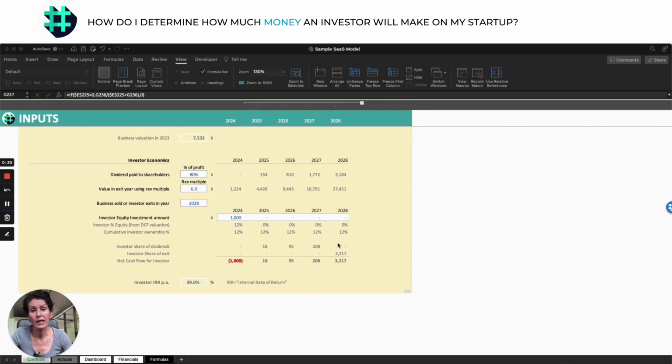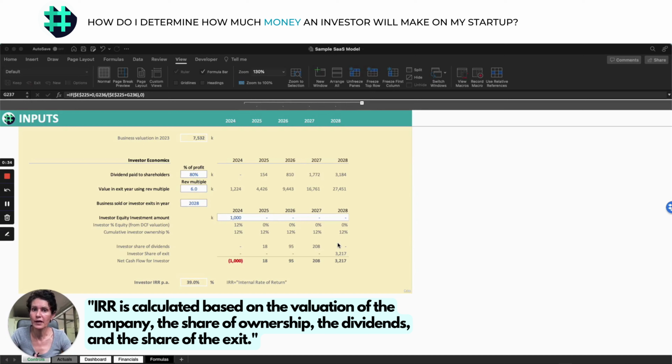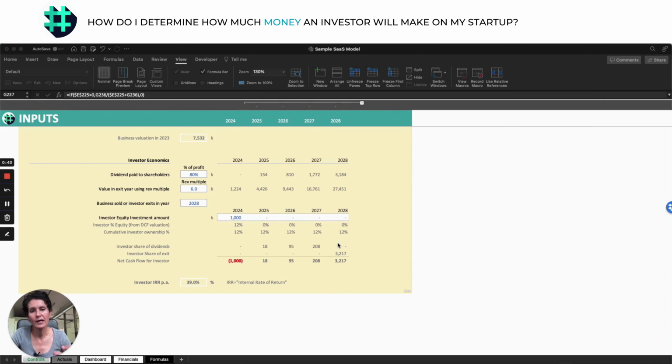And when we calculate it, it's based on the valuation of the company, the share of their ownership, the dividends that they will receive or expect to receive over time, and the share of their exit. So all of these factors go into how we calculate the IRR.